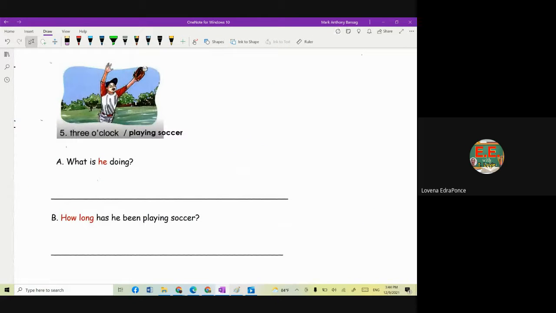So number 5 picture, we have 3 o'clock and then playing soccer. So letter A question, what is he doing? He is playing soccer. Okay, so how long has he been playing soccer? He has been playing soccer.